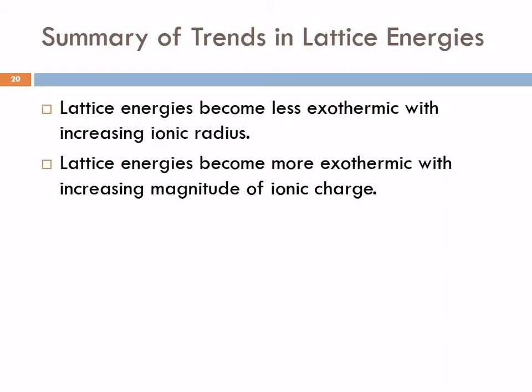So here's a summary of the trends. Lattice energies become less exothermic with increasing ionic radius. As the ions get larger, the lattice energy goes down, becomes less. And the lattice energies become larger with increasing charge, more exothermic with increasing magnitude of charge.